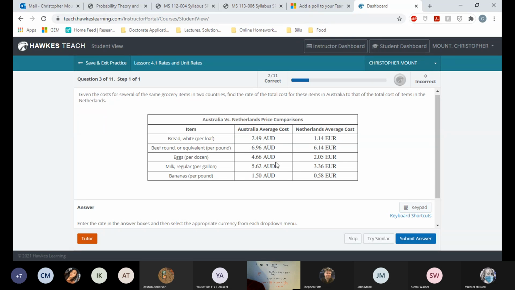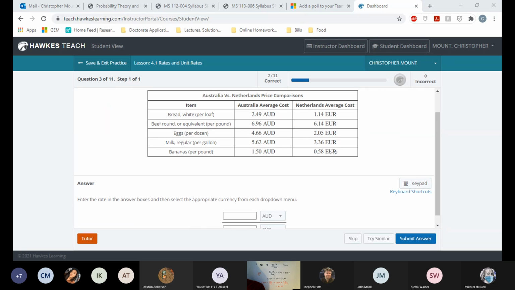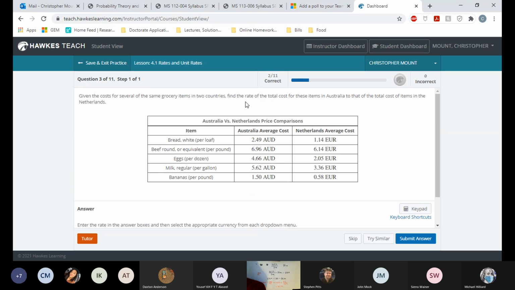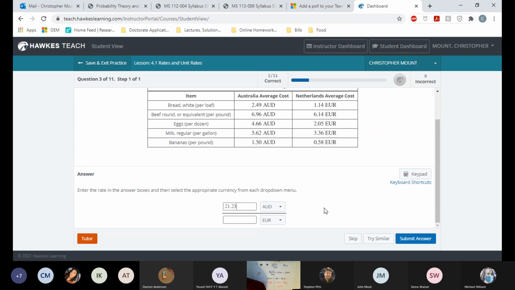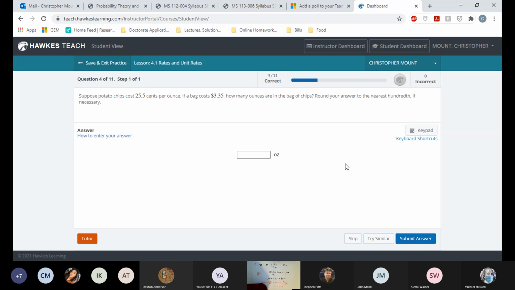Okay, so all we're going to do is add up these numbers. We're going to add up 2.49 because they're asking for the total, right? Oops, I'm going to add, right. They're asking for a total 5.62. So I'm getting 21.23 for the Australian total because they want the rate of total cost. Okay, and then I'm going to add up all of the Netherlands cost, 1.14 plus 6.14 plus 2.05 plus 3.36 plus 2.58, 13.27. And as long as I added all those right, that's all they want there. Yep, cool.